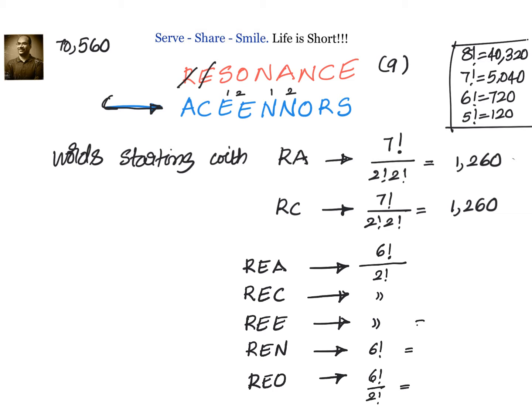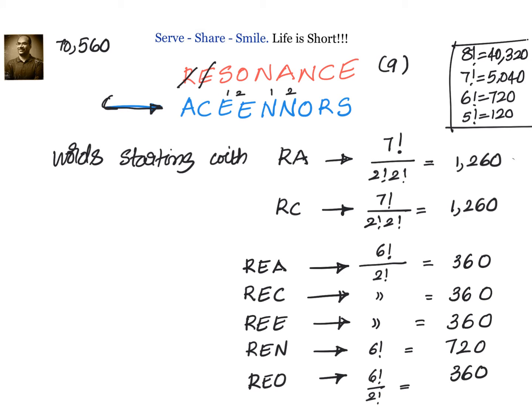Now let's calculate these values. What is factorial 6 divided by 2? 720 by 2. So I can write down 360. Again one more 360 here, 360 here, and this is 720. And this is 360. Now let us try to add all of them.